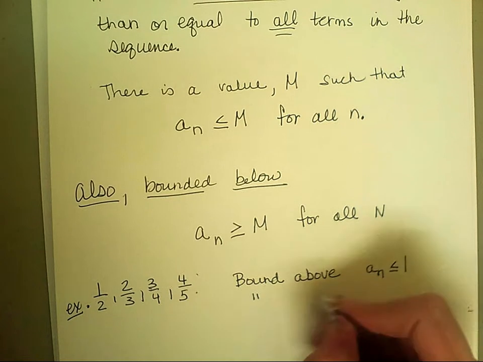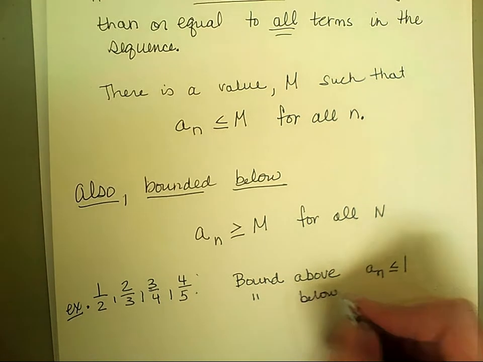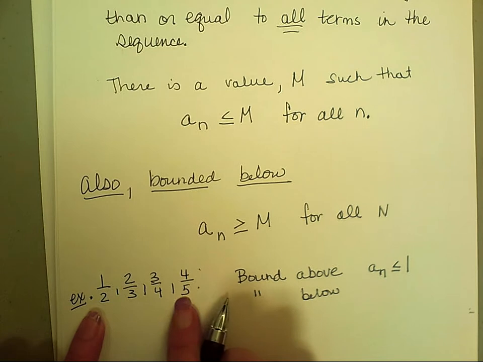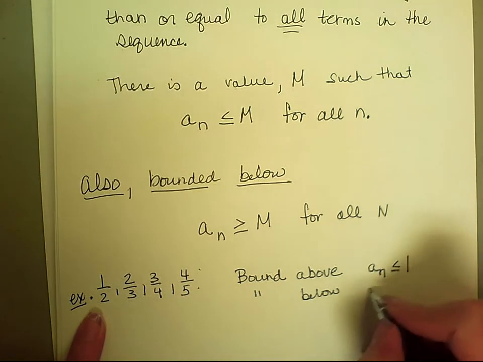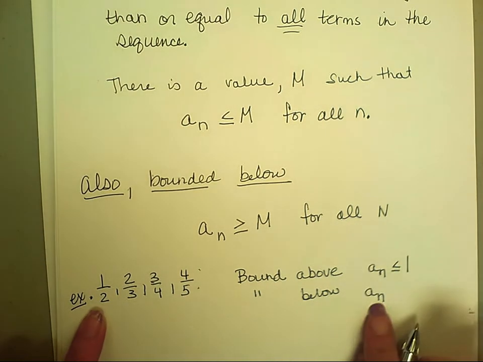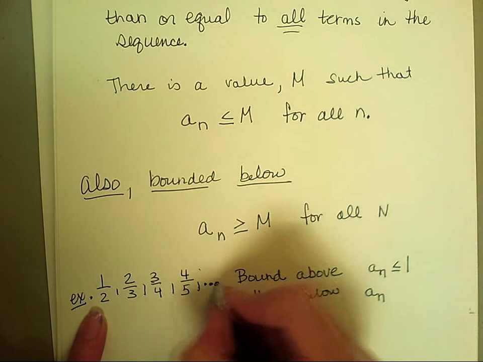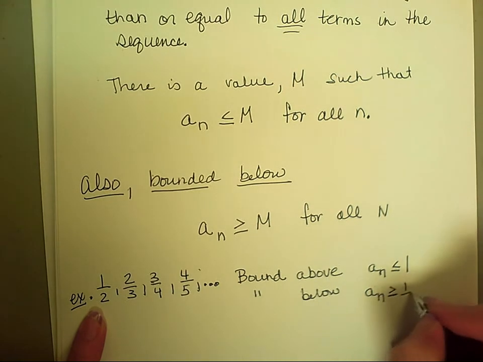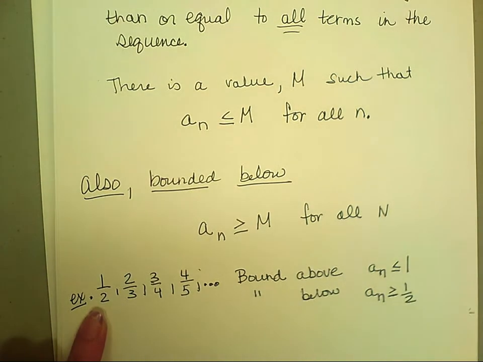And we can also talk about it as being bounded from below, because this is the smallest number, because this is strictly increasing, then any term in this sequence has to be greater than or equal to 1/2. So it is also bounded below.